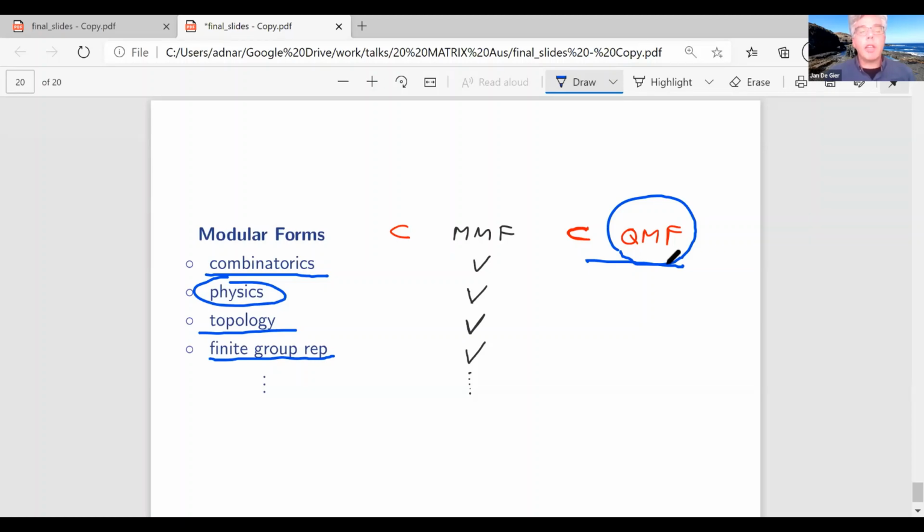So there's a question from Alan Hall, Miranda. I don't know if you can read it yourself, but the question is, what is the difference between mock theta functions and just theta functions? So I never defined what mock theta functions are. I defined for you what mock modular forms are. So mock theta functions are the mock modular forms whose shadows are theta functions.